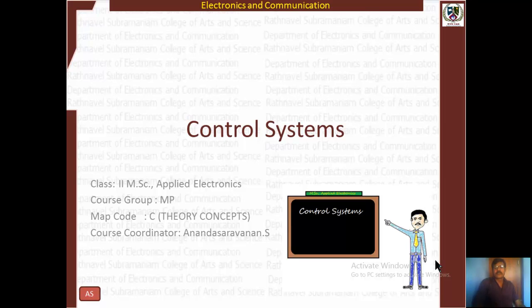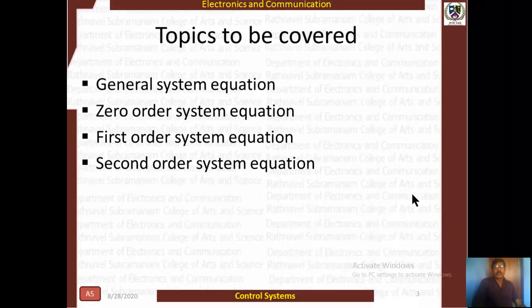Control systems. The topics to be covered in this session: general system equation, zero order system equation, first order system equation, second order system equation.